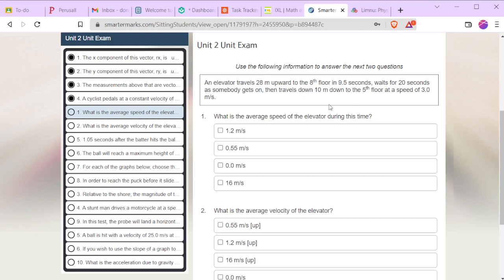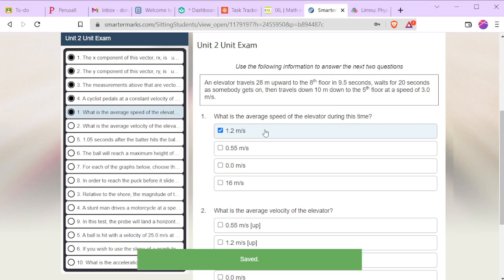And our time, we've got our 9.5 seconds, our 20 seconds. We weren't given how much time it takes to go down, but it's going to be 10 divided by 3. So that's 3.33 seconds. We add those up, we have 32.83 repeating seconds. And we're going 38 meters in that much time. Works out to 1.2 meters per second.